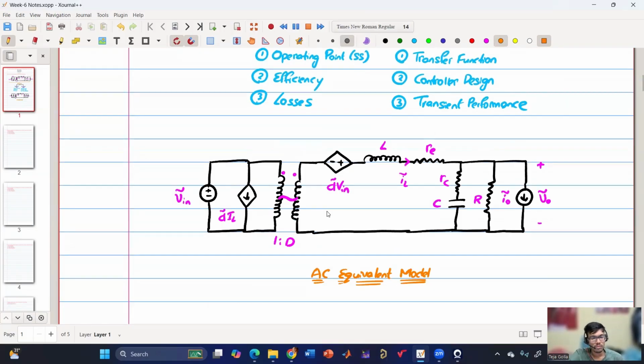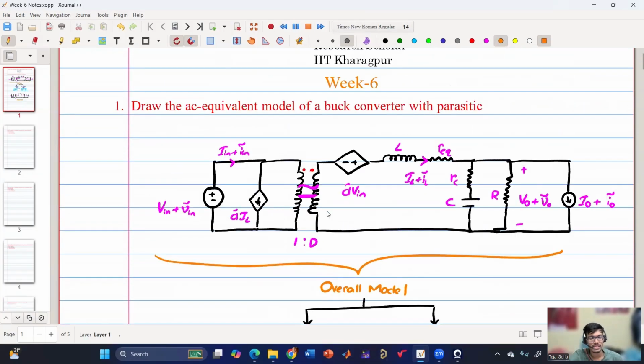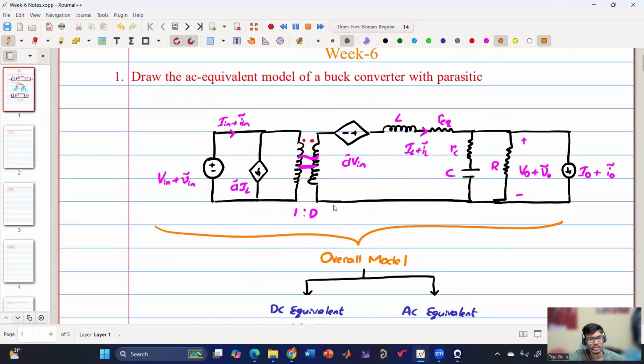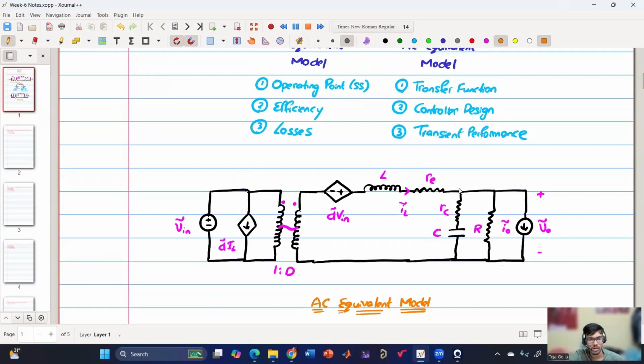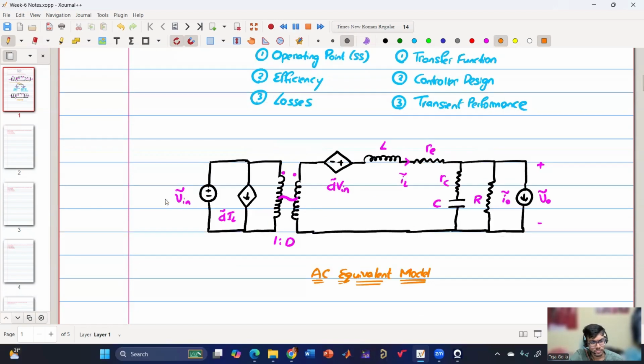Okay, so now this is how we get the AC equivalent model. Similarly, we can do it for the boost converter and buck-boost. I think Calvin has explained the boost converter AC equivalent model during his session. So now, using this AC equivalent model, we are going to discuss how to get the transfer functions. If things are clear till this point, I'll move further. If you have any queries, you can ask.